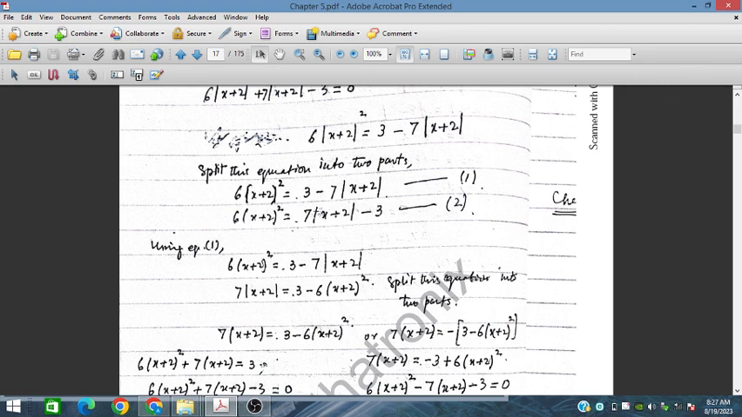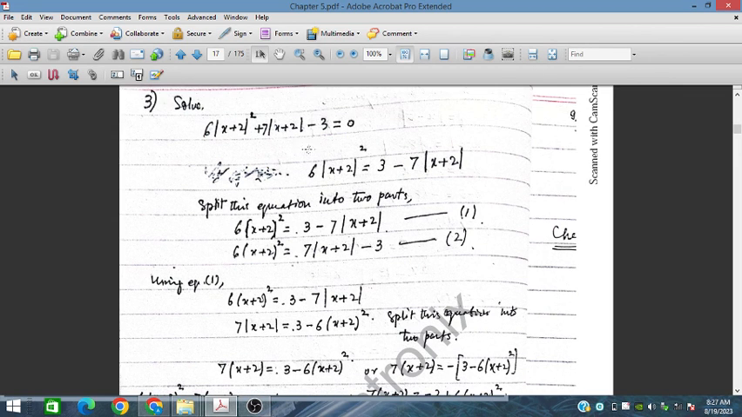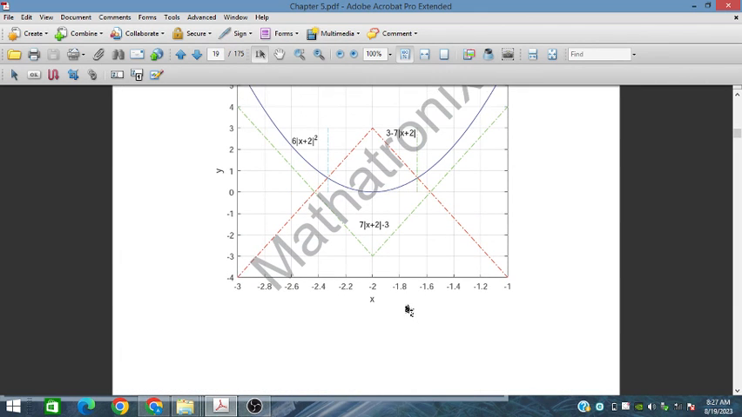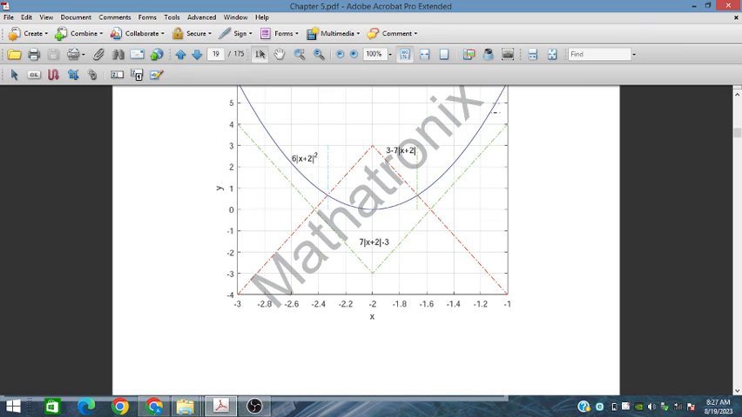Basically we have this modulus and this modulus, and this is the square term. So we have one square term. It will always give a positive result, and we have plotted this one and this one. As a result of this we have this. So we can see where this 6(x plus 2) square is intersecting these modulus values.